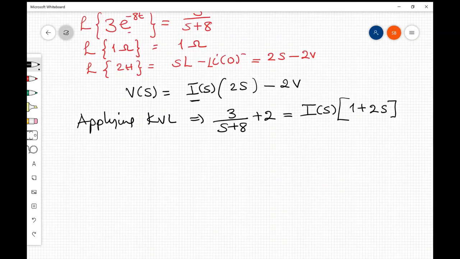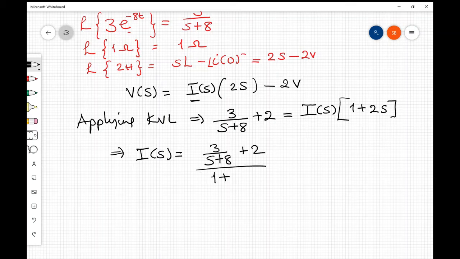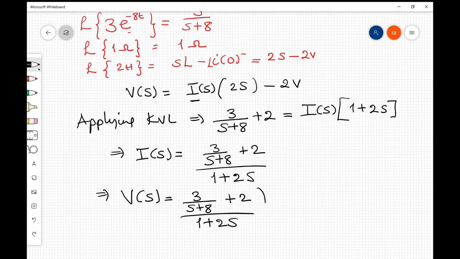So that will be our equation, from which we find I at s is going to be 3 over s plus 8 plus 2, over 1 plus 2s. So what does that give us? When we compute that, we already have an expression for V at s, which implies V at s is equal to 3 over s plus 8 plus 2, over 1 plus 2s, multiplied by 2s, minus 2.